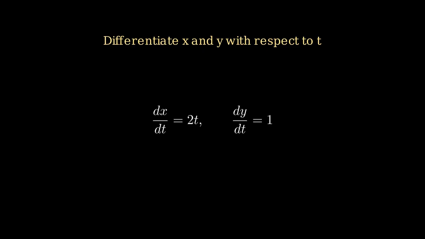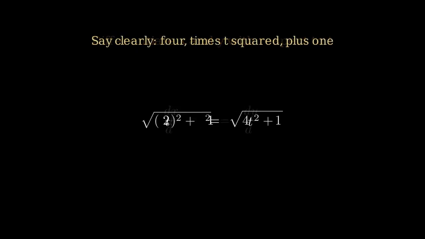Step 3. Build the arc length factor for piece 1. Take the square root of the quantity (2t) squared plus 1 squared. This becomes the square root of 4 multiplied by t squared, plus 1. Say this slowly: 4 multiplied by t squared, plus 1. Never rush it together, since said quickly it can sound like 40 squared, and it is not that at all. It's simply 4 times t squared.